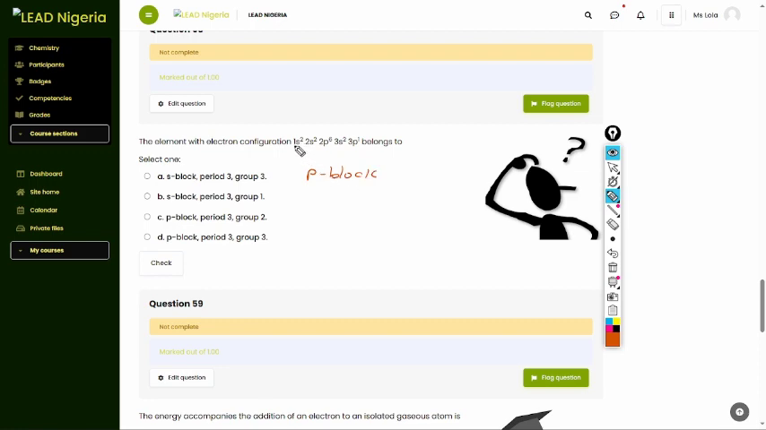Now the period tells us the number of electron shells it has, which is denoted by 1, 2, 3, 4. So the highest number we see here is 3, which means it has 3 shells. So it belongs to period 3. Now the group can be found from the total number of electrons it has in the last shell. The last shell is shell 3. So the total number of electrons in this shell is 2 plus 1, and that is 3. So it belongs to group 3. So let's see. P block, period 3, group 3. That is option D. So the correct answer is D.